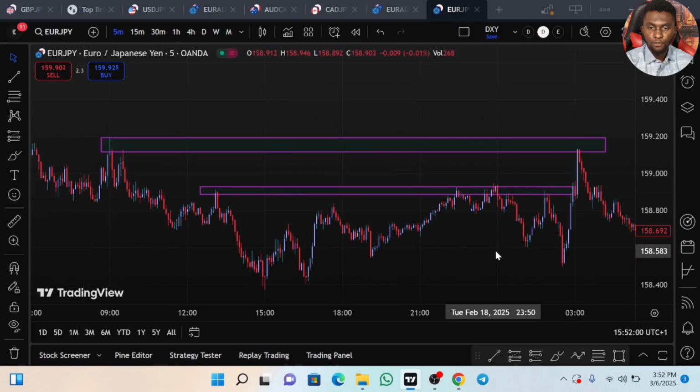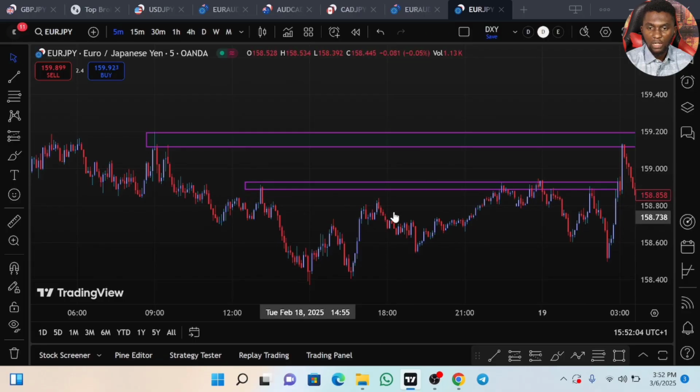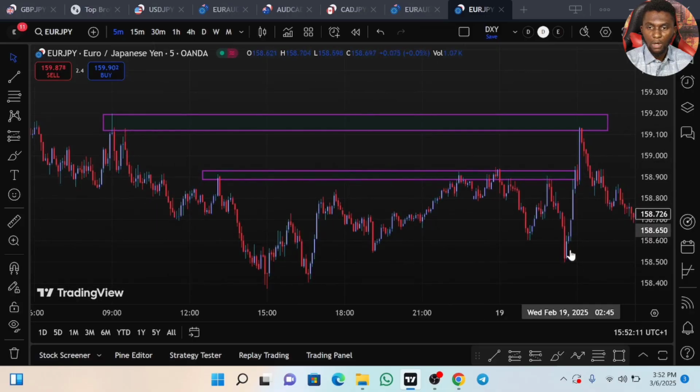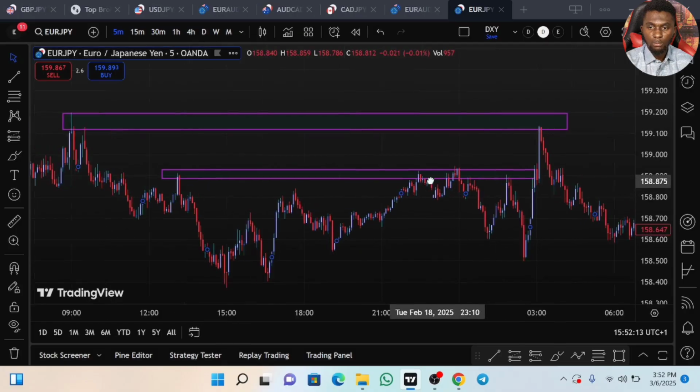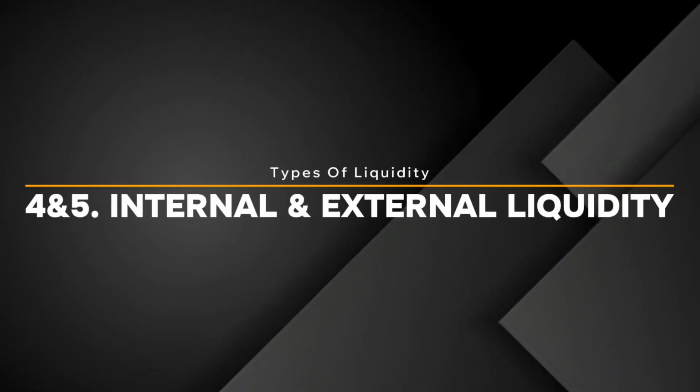The market creates a fake higher low or lower low that gets taken out. Look at this. It actually created a fake zone for traders to start selling from, and then get taken out for the real move to happen. All right, another type of liquidity we have is internal and external liquidity. Let me take you to my screen and show you all of this.